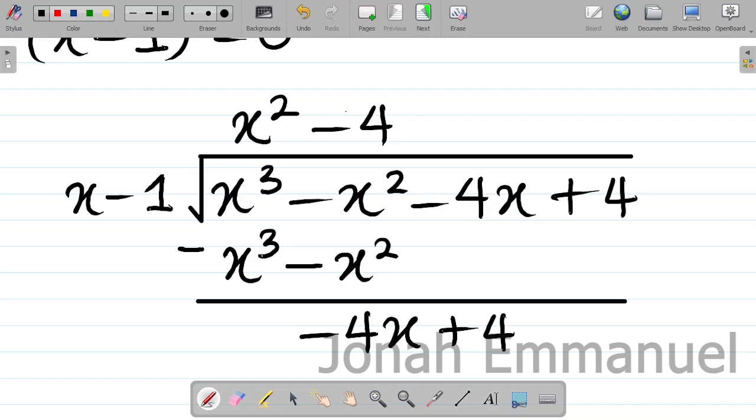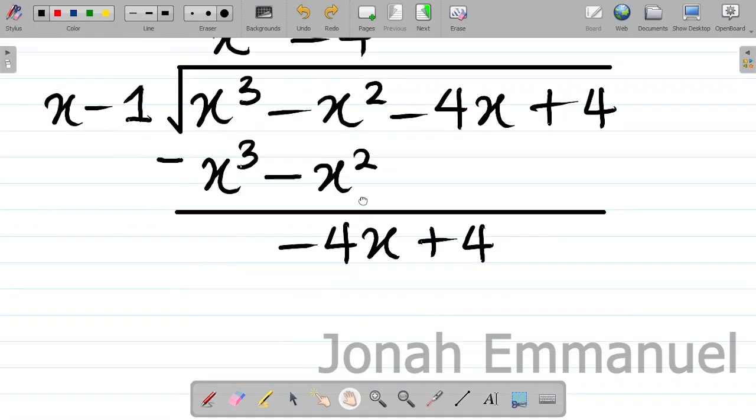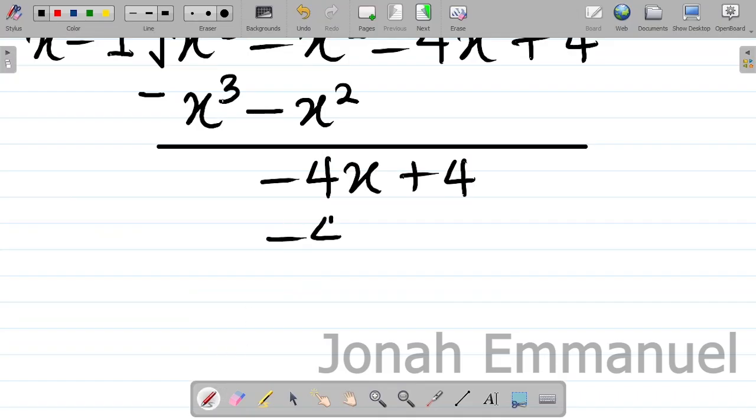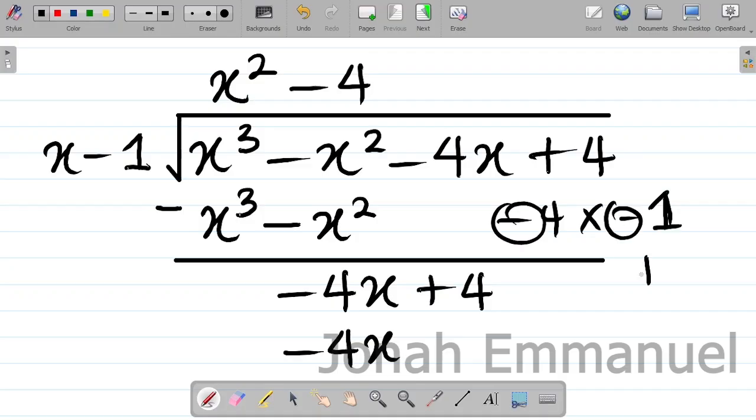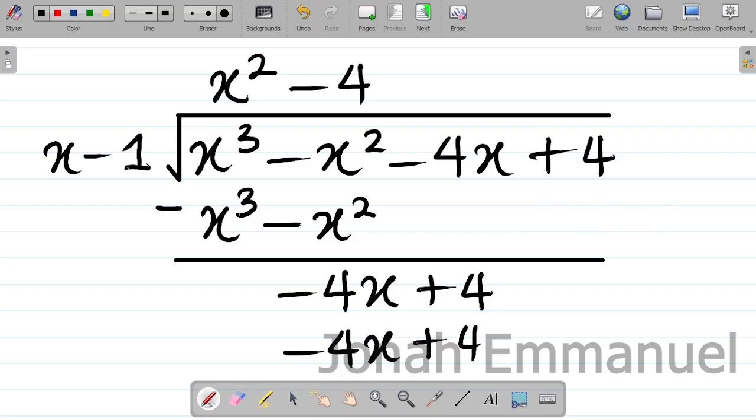Again, just as we did, use minus 4 to multiply everything you have here. So you have the first thing there as minus 4 times your first term, x. Minus 4 times x is minus 4x. Okay. Next up, minus 4 times the next term, minus 1. Minus times minus is plus, 4 times 1 is 4. So the answer will give you plus 4. Okay, let's write that down. So I have plus 4.